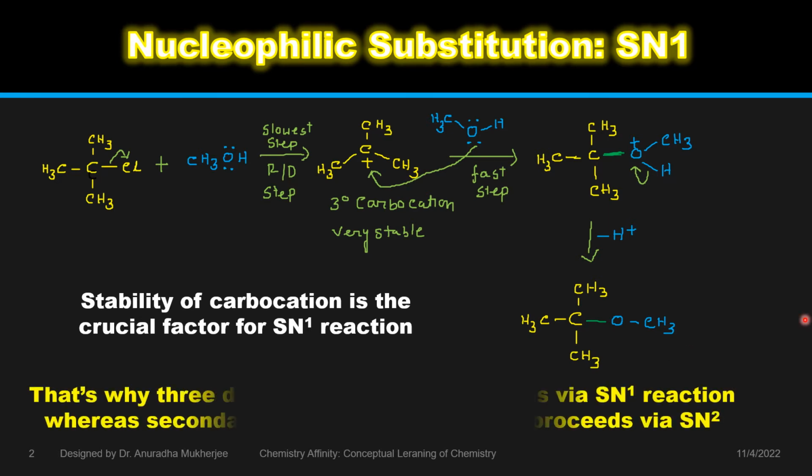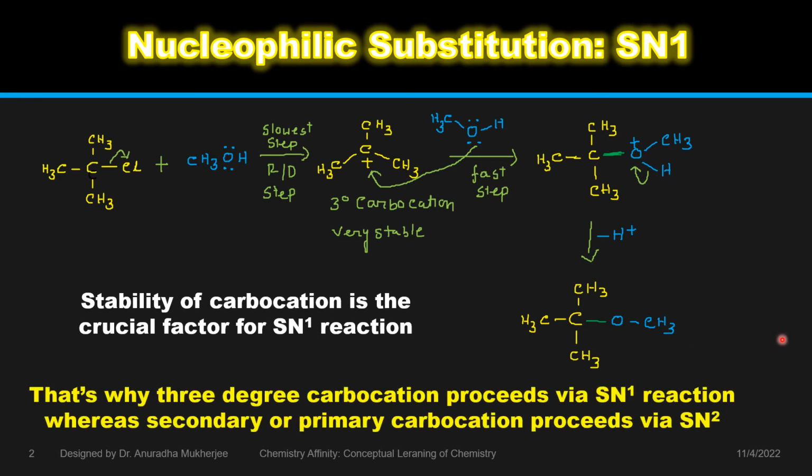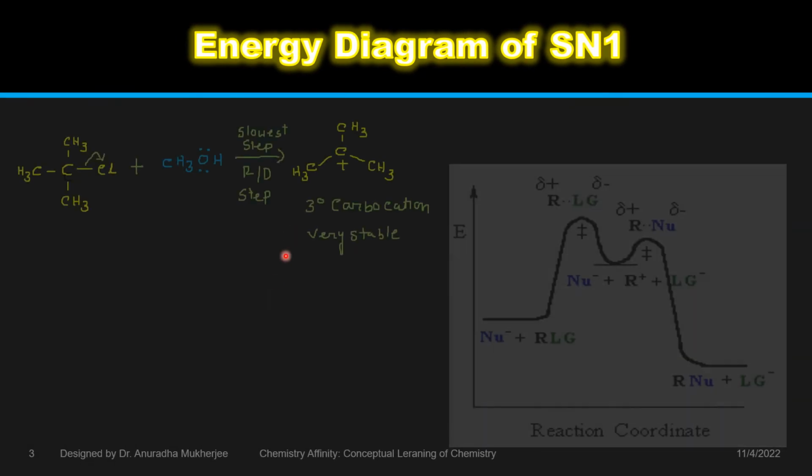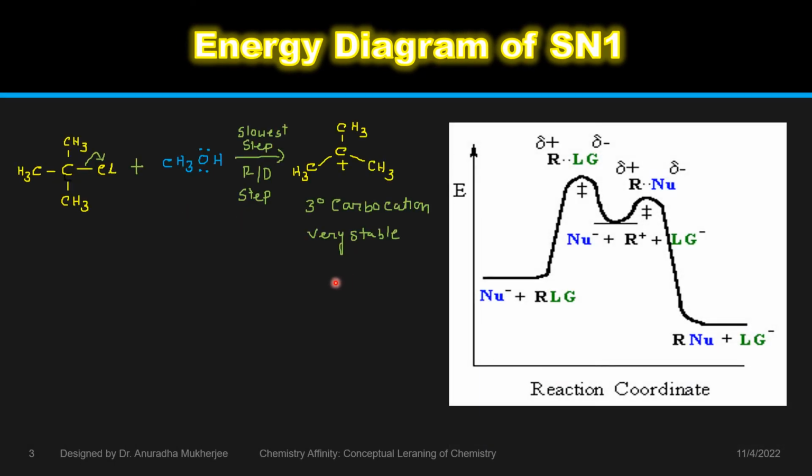So stability of the carbocation is a crucial factor of SN1 reaction, and that's why the 3-degree carbocation proceeds via SN1 reaction, but the secondary and the primary carbocation proceed via SN2 reaction. Let's explain the energy diagram of SN1 reaction.